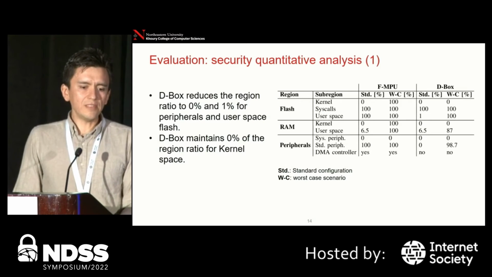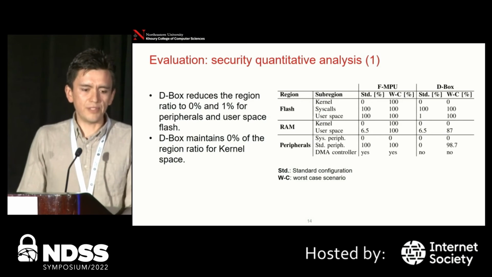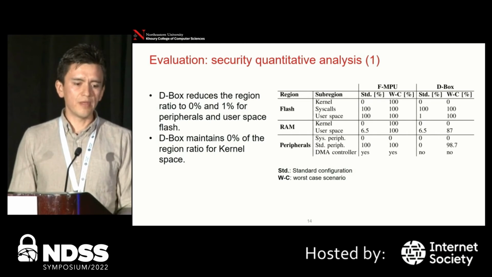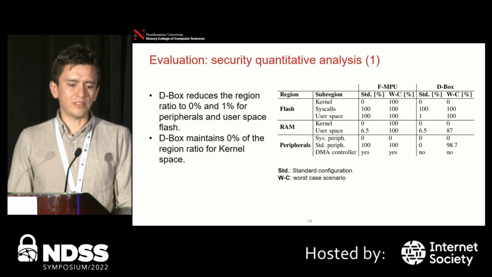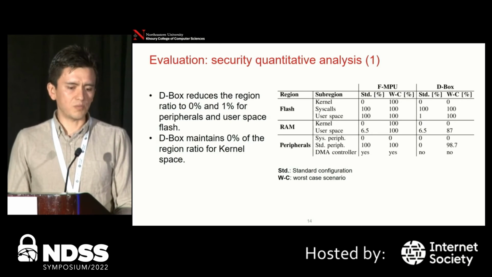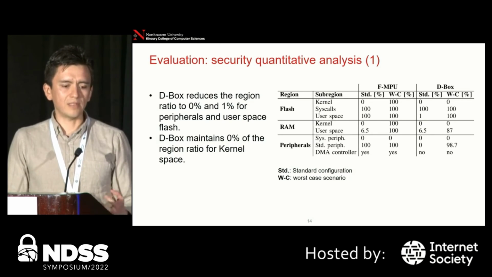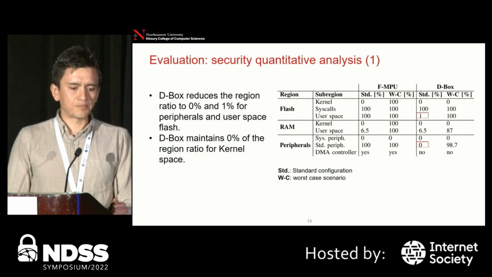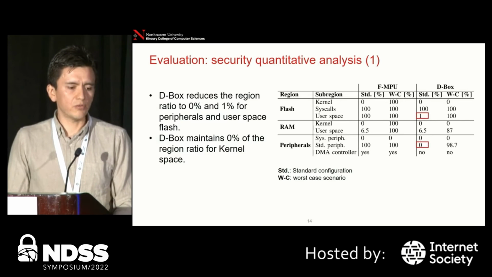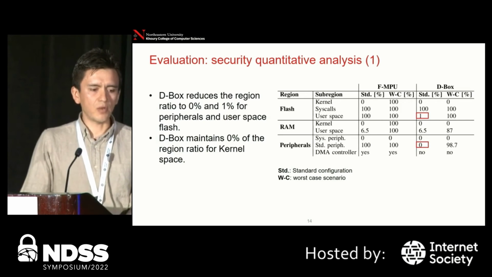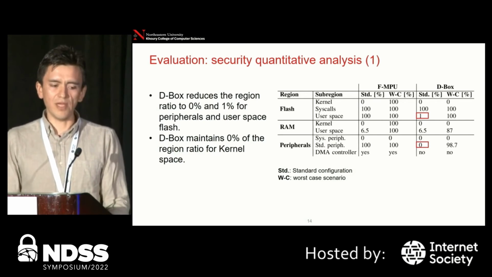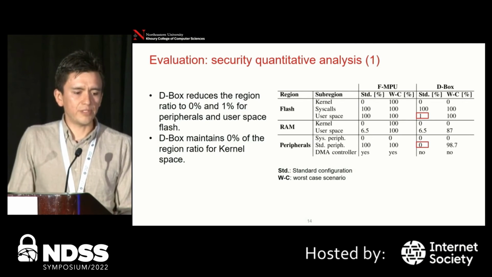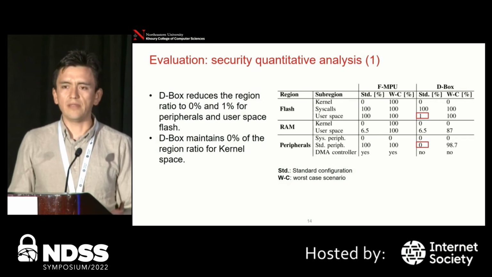For the qualitative analysis, we use the memory region ratio metric, which measures the effectiveness of a compartmentalization solution. Specifically, this metric calculates the ratio of the memory areas that are exposed at a given time when a task is executed to the total size of the memory area. Here, D-box reduces the region ratio to 0% and 1% for peripherals and user space flash. And also, D-box maintains 0% of the region ratio exposed in the kernel space.